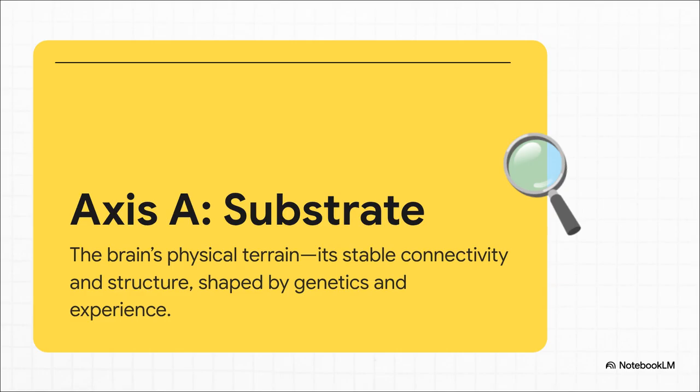So the first axis is the substrate. I want you to picture this as the physical terrain of the landscape. The deep riverbeds, the mountains, and the valleys inside the brain. This is its stable structure, its connectivity, and it's shaped by both our genetics and our life experiences. It basically determines which paths are even possible for brain activity to travel down.